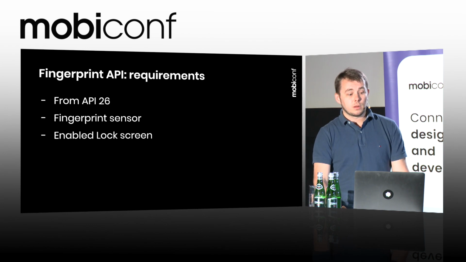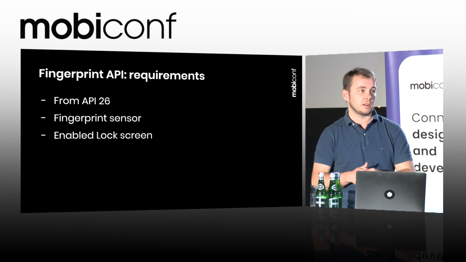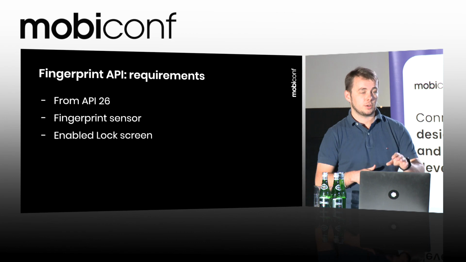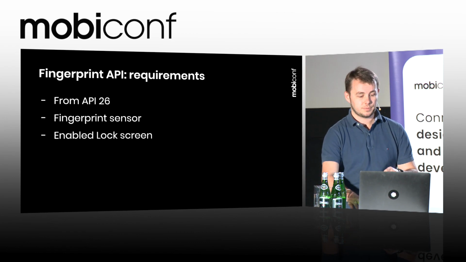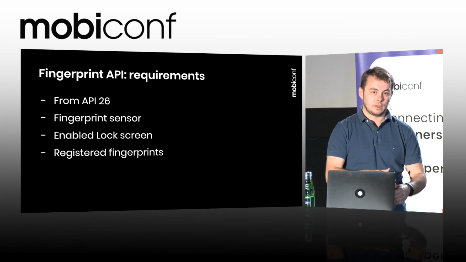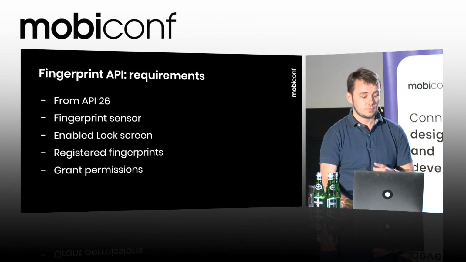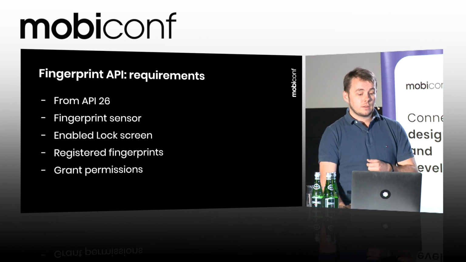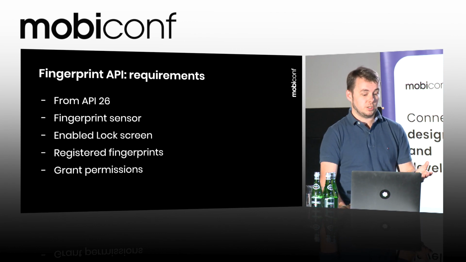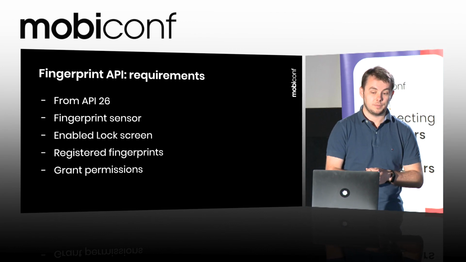The user needs to enable the lock screen within their smartphone in order to lock and unlock with a fingerprint, because Android manages fingerprints for us. In order to enable the lock screen, the user also needs to register all their fingerprints, and the user needs to grant some permissions to the fingerprint scanner.